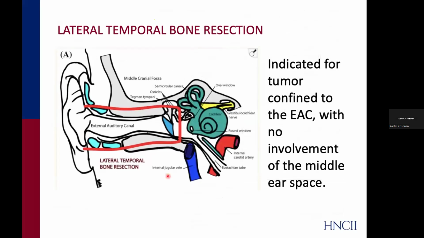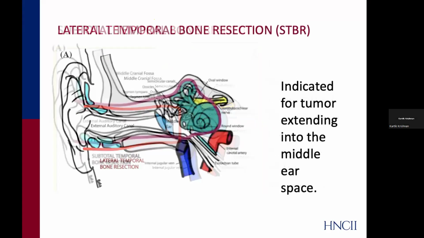Now, further diagrammatically representing all of the same, lateral temporal bone resection. This is the most common surgery done for your EAC tumor. So the disease has to be limited to only your external auditory canal, with no involvement of your middle ear. As you can see in this diagram, you have to en bloc remove, this red line, the external auditory canal and your middle ear structures, which are your malleus and incus, along with your tympanic membrane.